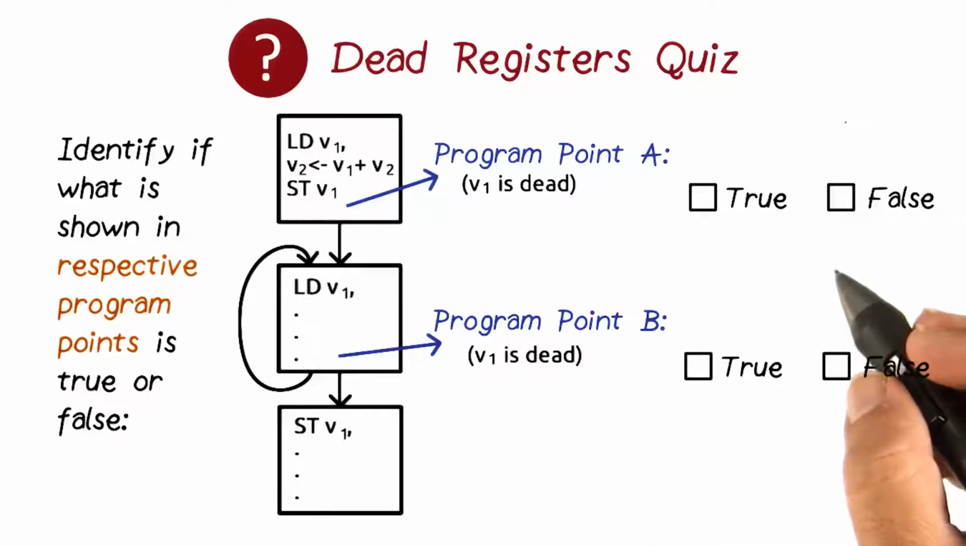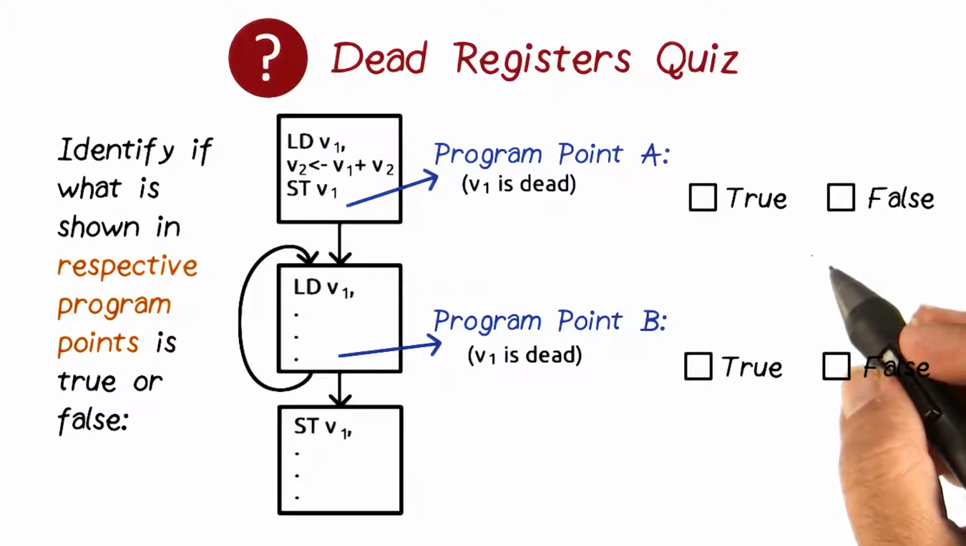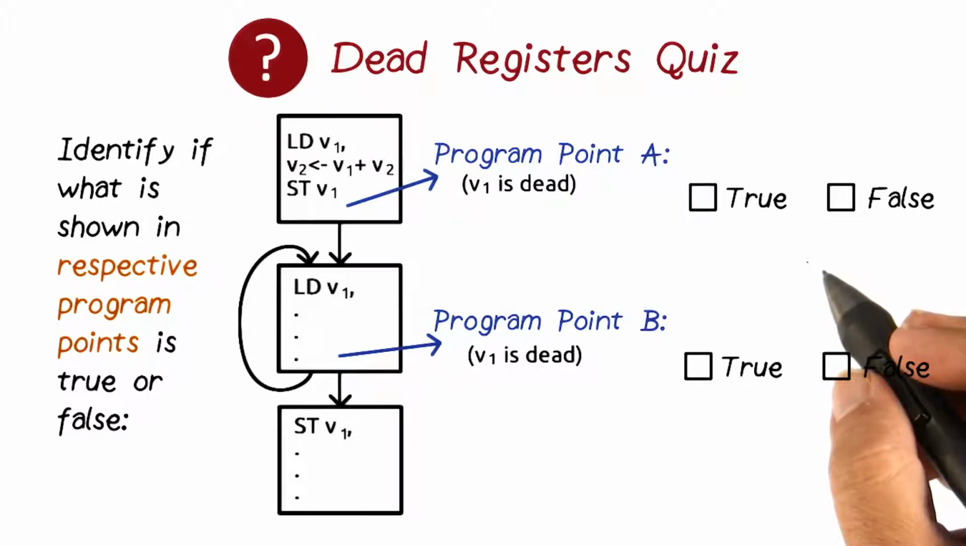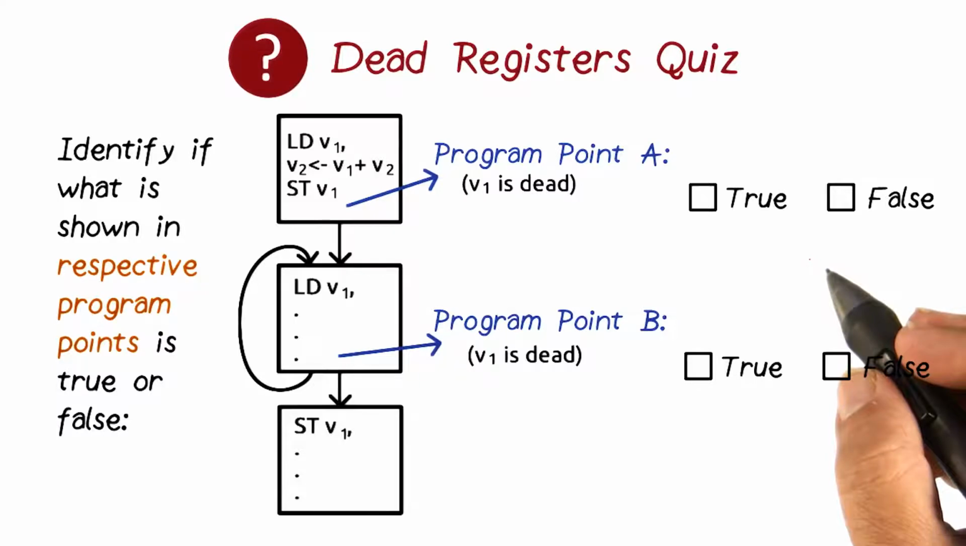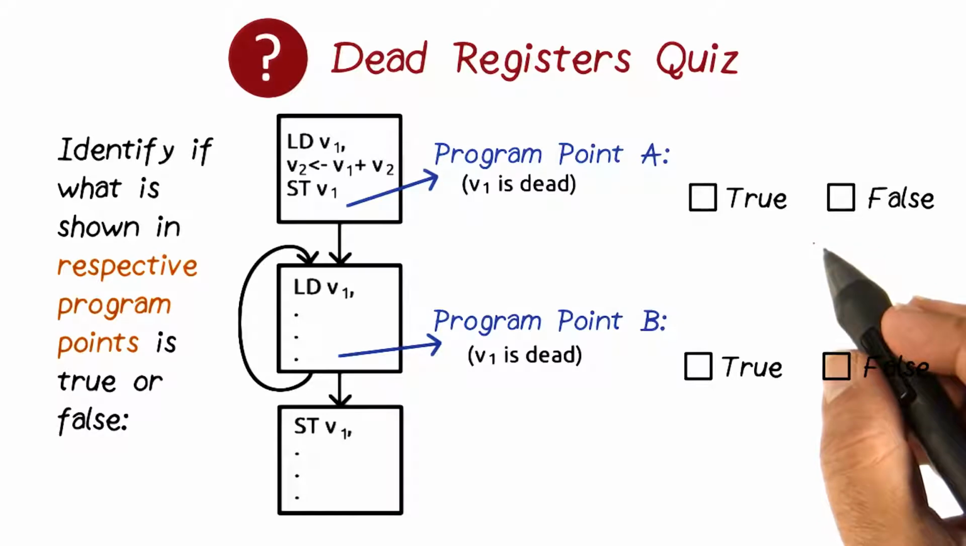So students, having seen the concepts of what exactly is a dead register, now let us understand if we can find if a register is dead at a certain program point through a simple example. I have shown you a simple control flow graph with certain loads, stores, and uses of registers. And the question that has been asked to you is, at program point A, is register V1 dead? And then the next question is, at program point B, is register V1 dead as shown in the control flow graph? Please mark your answers as true or false for each of these questions. Please go ahead and mark your answers now.